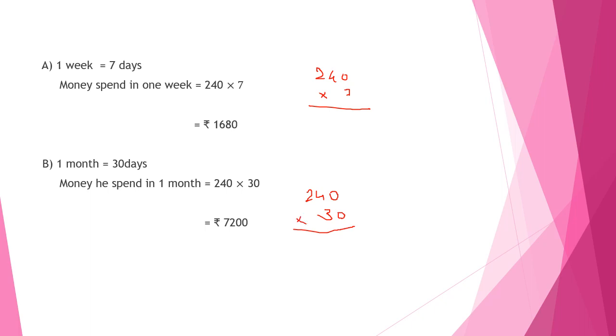So here we know that 3 fours are 12, 1 carry, and 3 twos are 6, 6 plus 1 is 7, and how many zeros left? 2 zeros. So just write here 2 zeros. Like this multiplication you can do, or directly multiply. 24 threes are 72, and 2 zeros left. So that is rupees 7200.